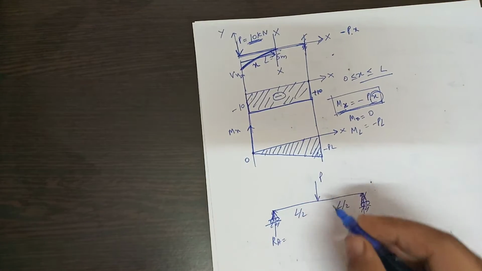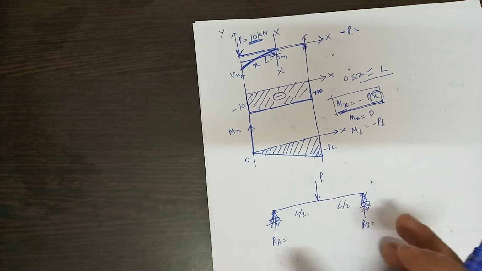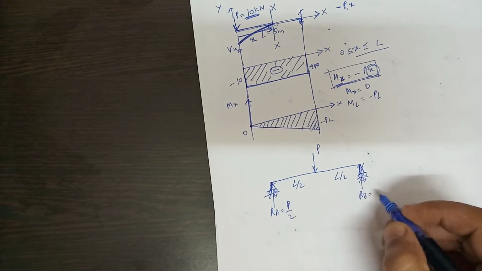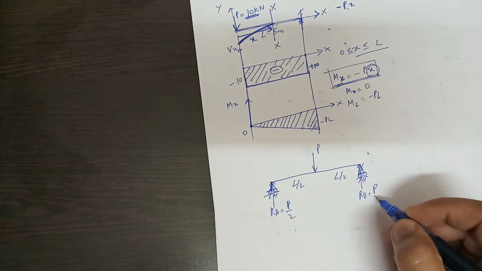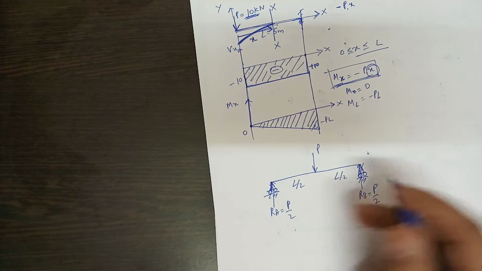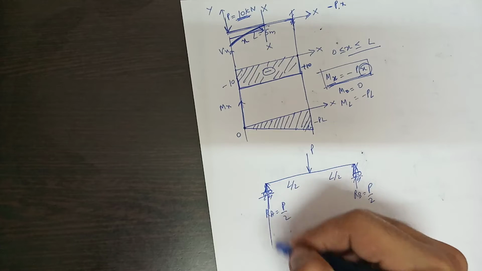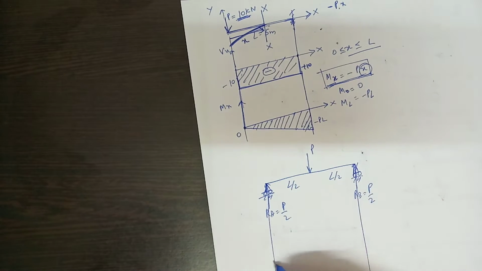Since it's acting at the center, the problem is symmetric. So RA will be P by 2 by symmetry, and RB will also be P by 2. Now let us make the shear force diagram for this.